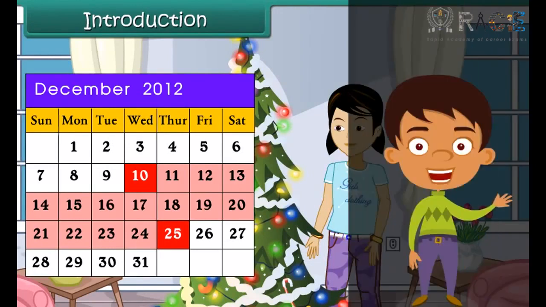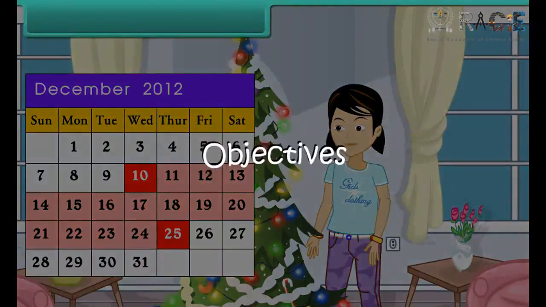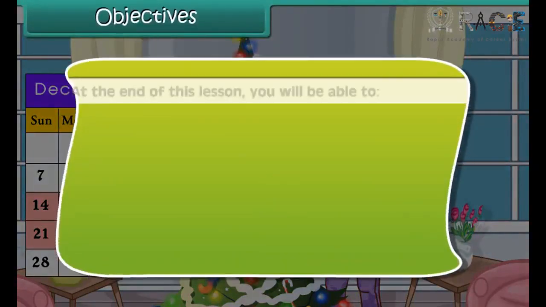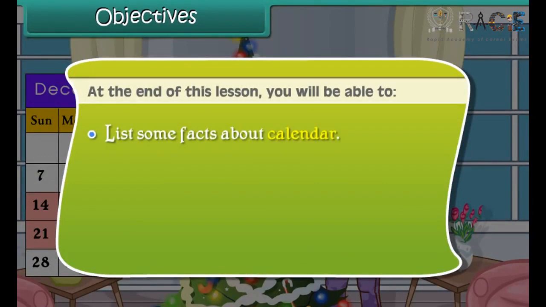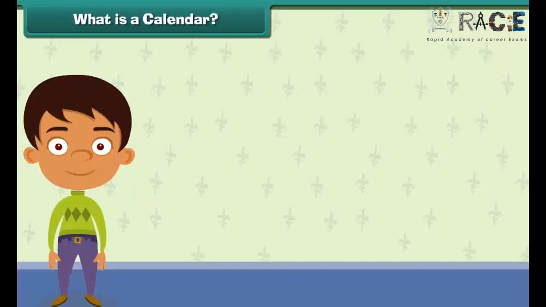Do you know how to use a calendar? Come along to learn how we count days. Objectives. At the end of this lesson, you'll be able to list some facts about calendar, play some calendar tricks, solve problems on calendar, explain uses of calendars.